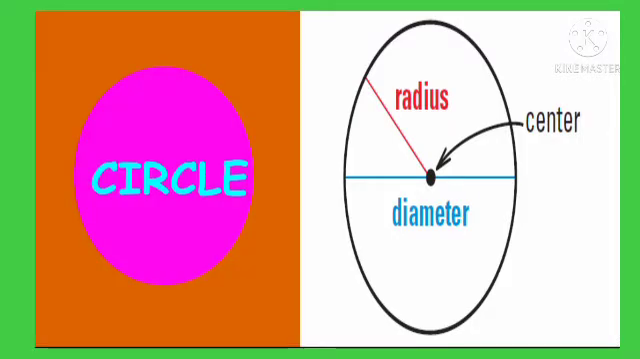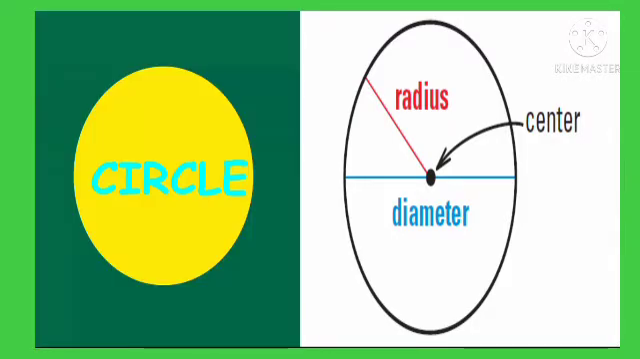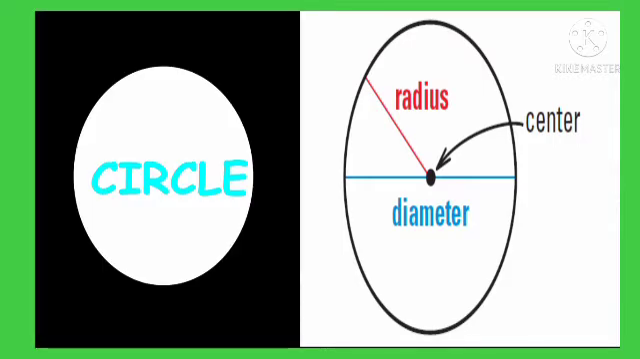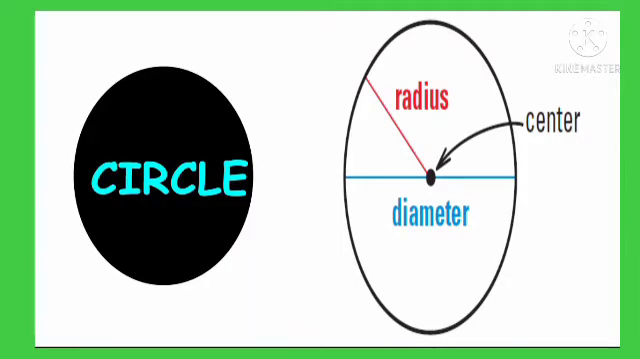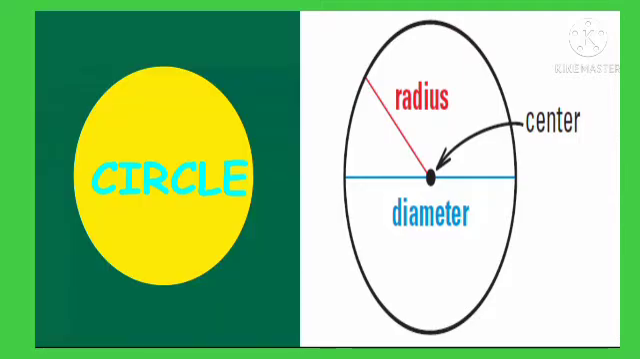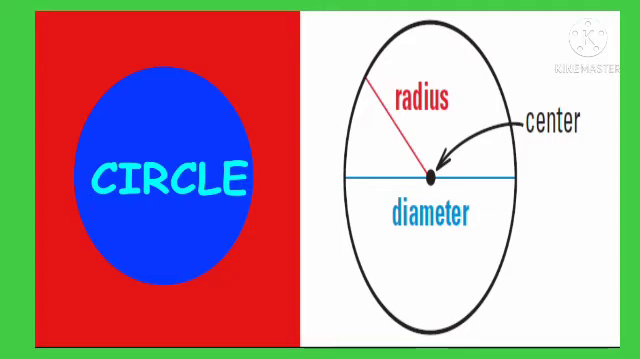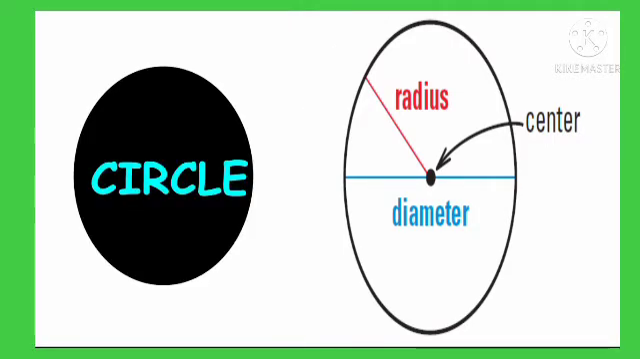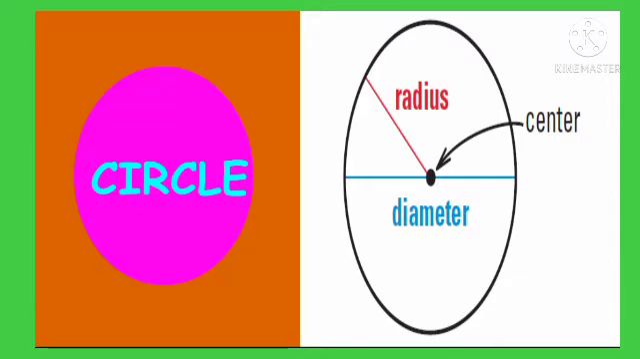A line segment joining any point on the circle to its center is called a radius of the circle. A line segment with its endpoints on the circle is called a chord. A chord passing through the center of the circle is called the diameter. The diameter is the longest chord.